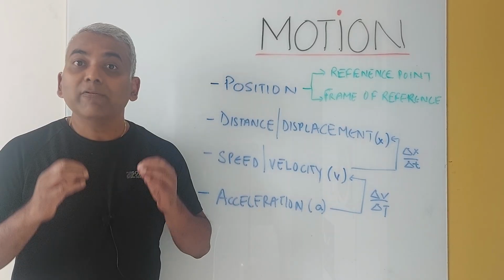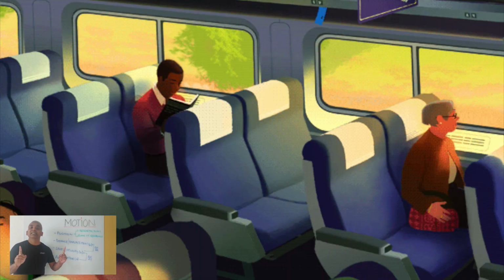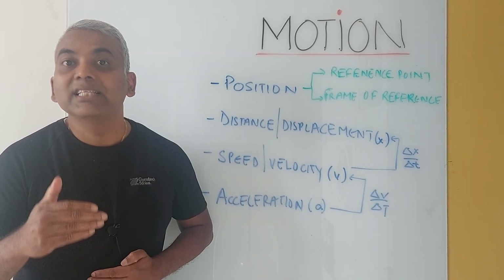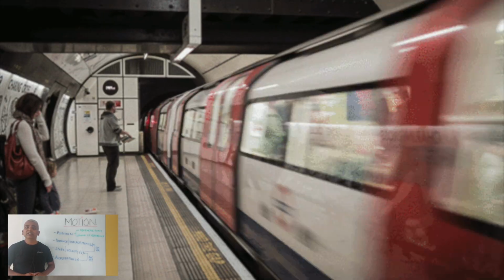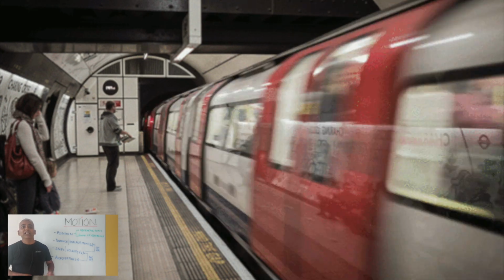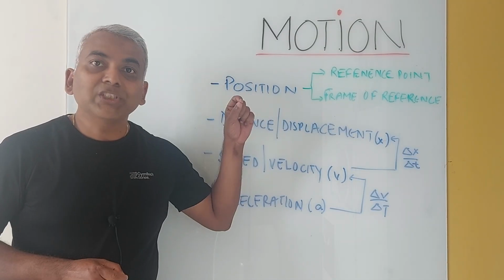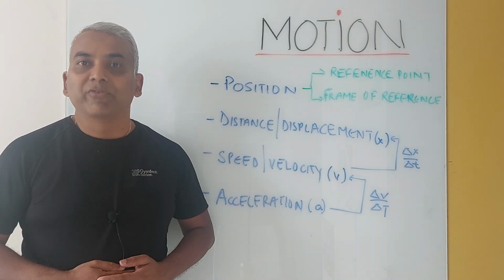So with respect to the reference point, the person sitting in the back is at a constant distance. So the person sitting in the back is at rest with respect to the person sitting in the front in the train's frame of reference. However, it is not difficult to imagine that both persons sitting in the train are in motion with respect to a stationary person on the platform. Here, the stationary person's position is the reference point and the ground is the frame of reference.